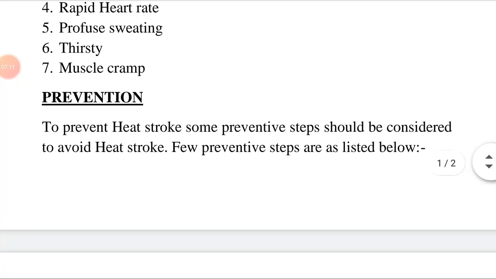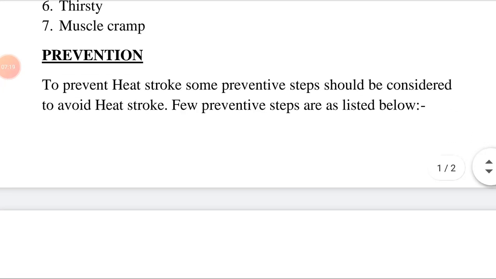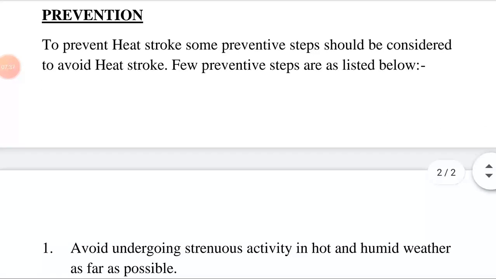Thirsty means feeling a need to drink more water. Muscle cramp means the individual feels like a painful knot in the leg muscles, rendering it momentarily immobile. Prevention means the action of stopping something from happening.